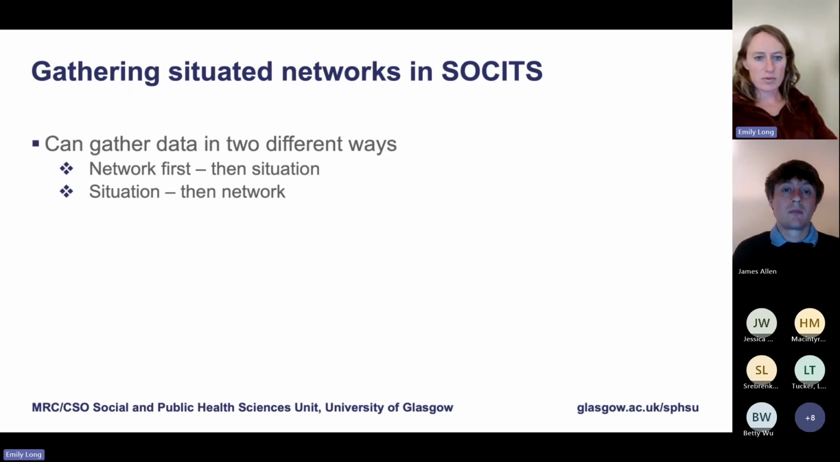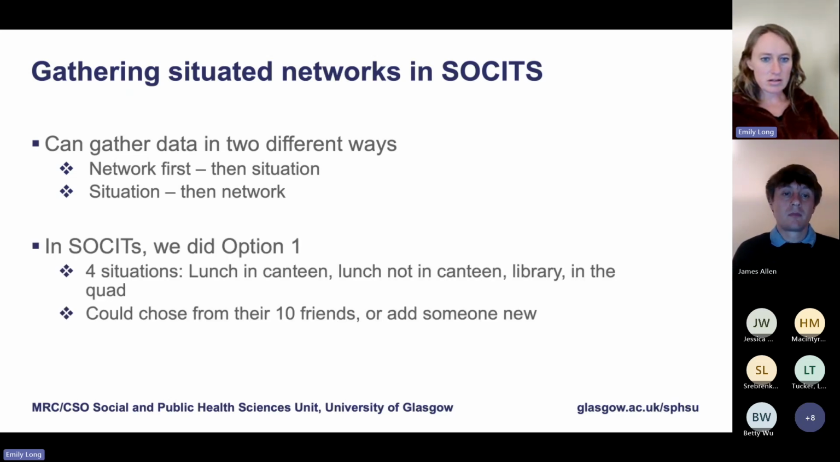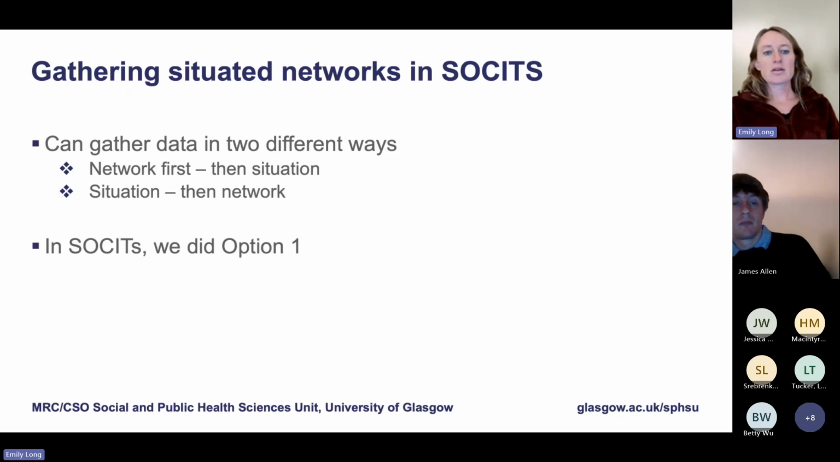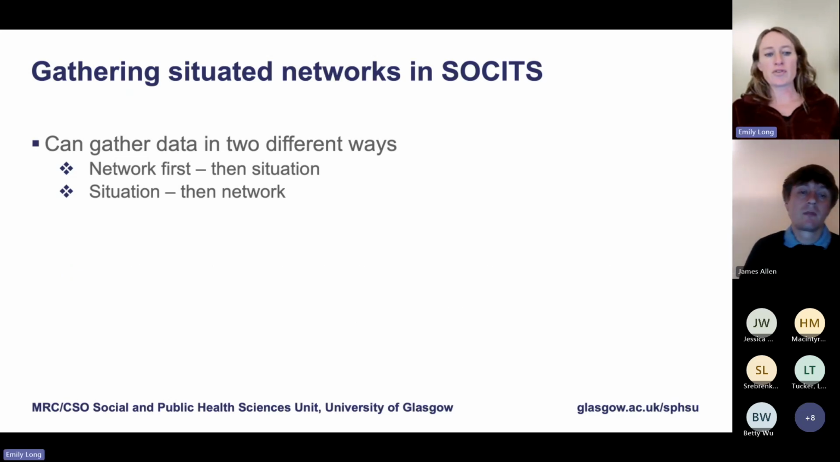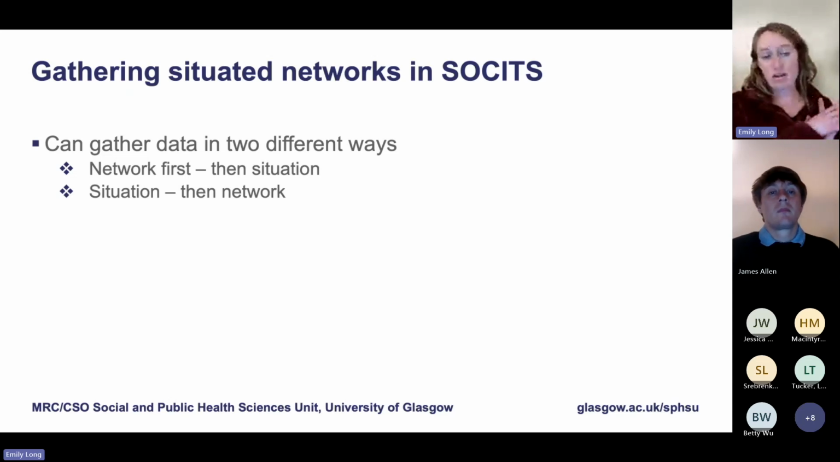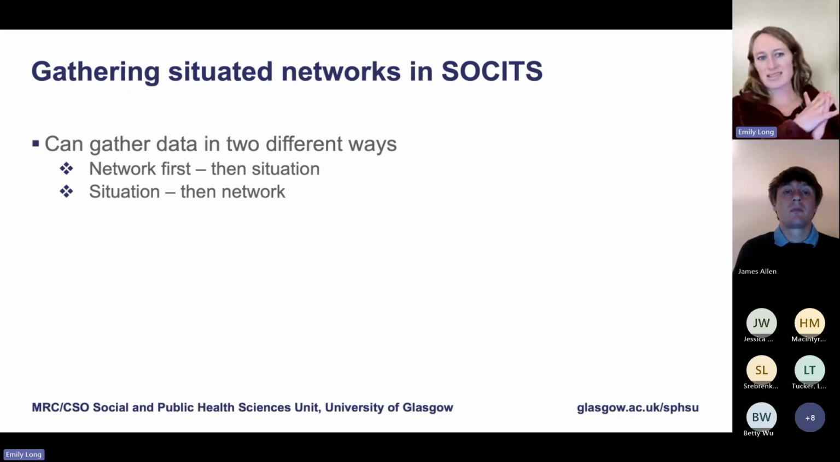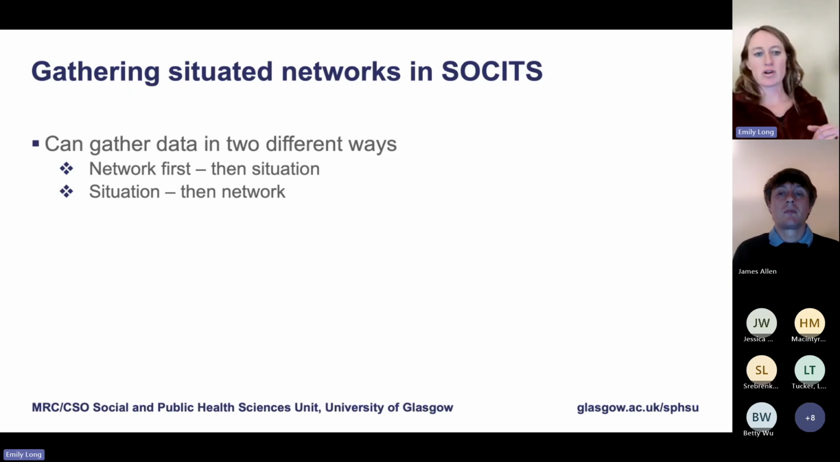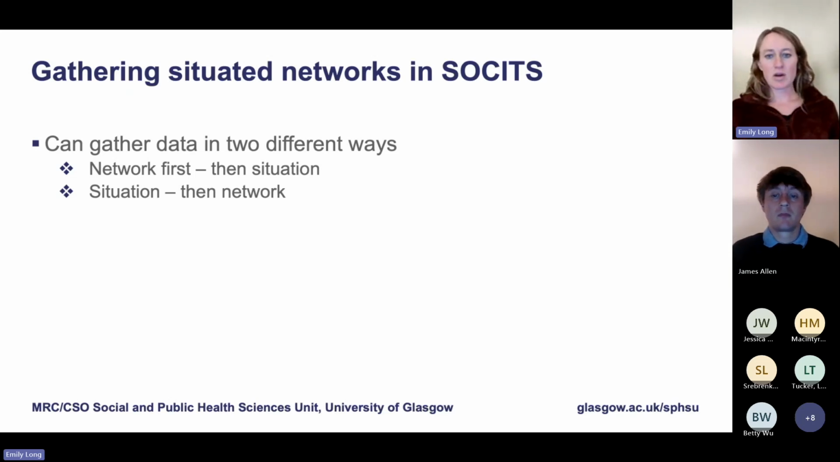I don't know if I put this on the slide or not. Probably not. Okay, so the pro of the first one, of doing the network first and then the situation, is that then the names are already there. And so it's less onerous for the student to go through and have names and then they can just tick per situation.